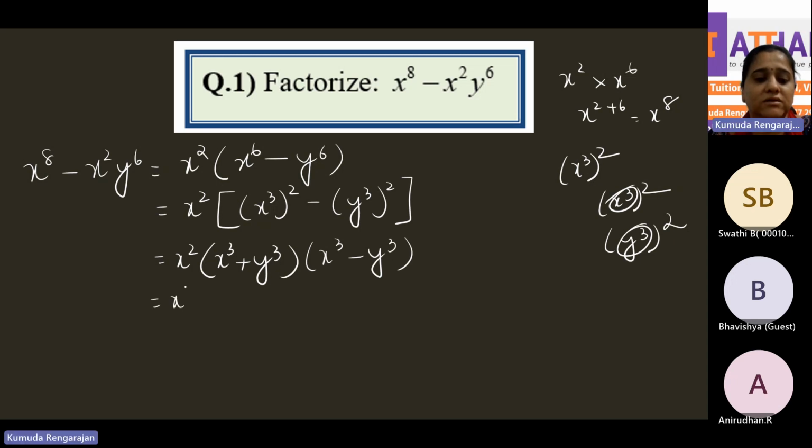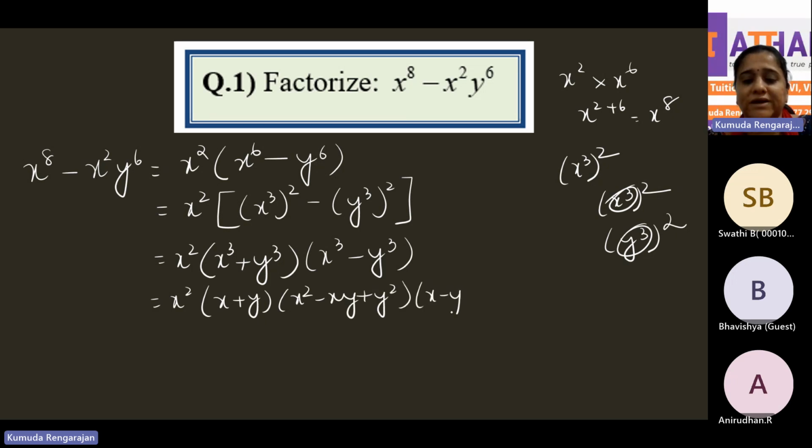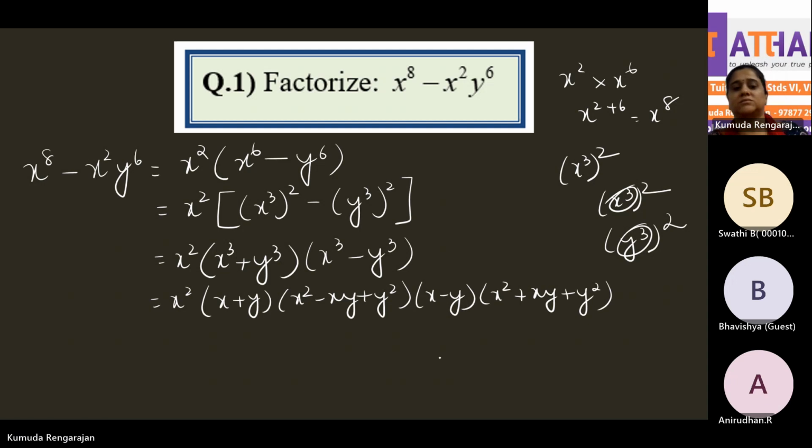Now this is further. What is x cube plus y cube? X plus y into x squared minus xy plus y squared. And what is x cube minus y cube? X minus y, x squared plus xy plus y squared. Identity. That's it. We factorize. So these are the factors of the given expression.